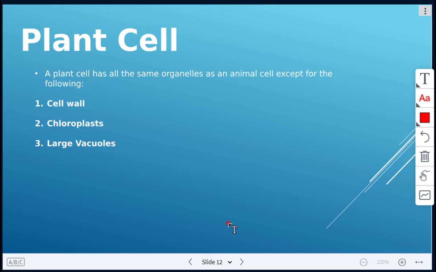All right, so those are the three main differences that we will see between the plant cell and the animal cell. So a plant cell has all the same organelles as an animal cell, except for the following. So number one is that cell wall we saw. Number two were those chloroplasts, and number three is that large vacuole.